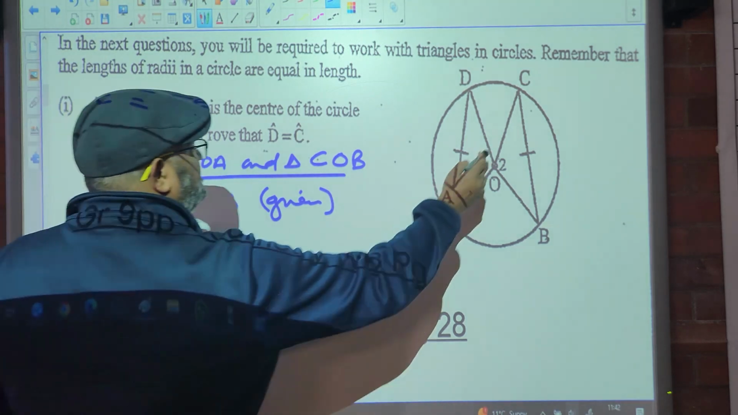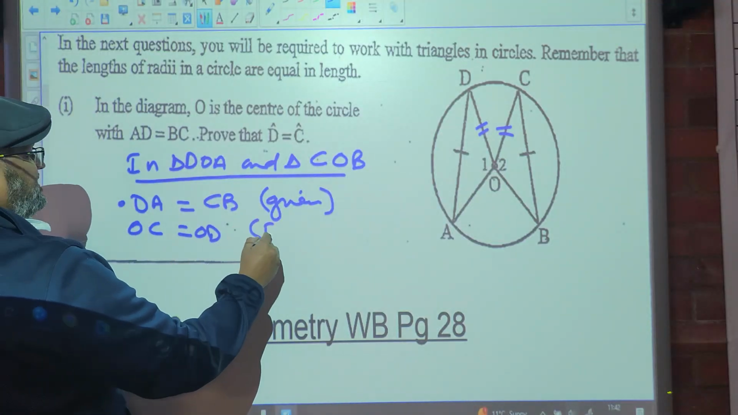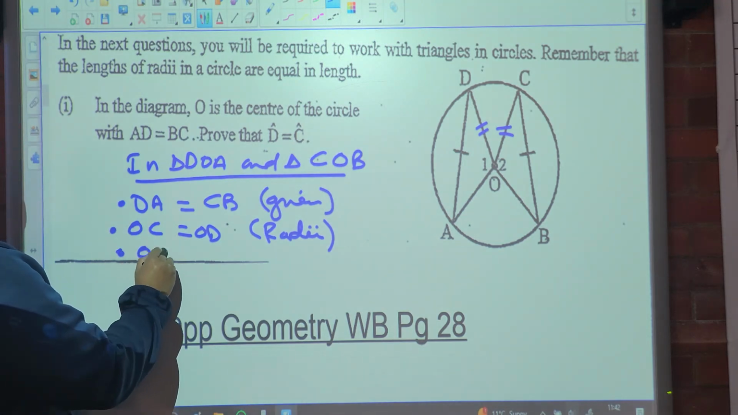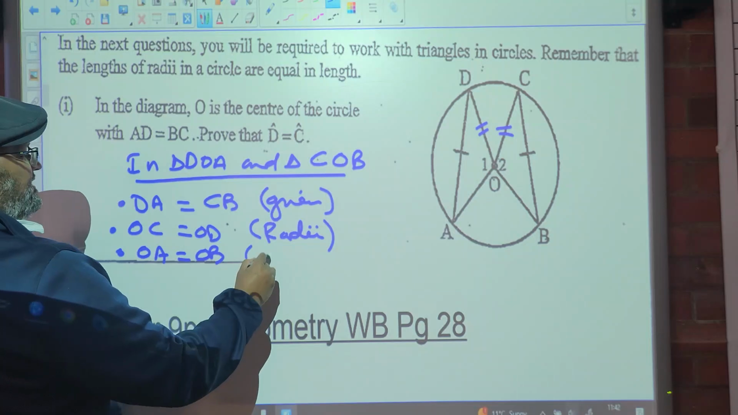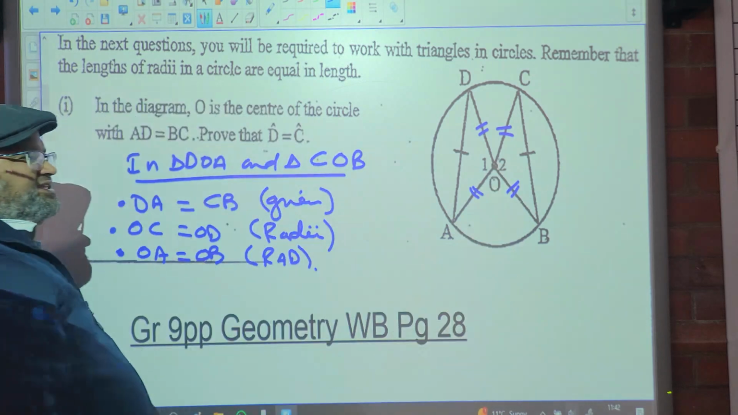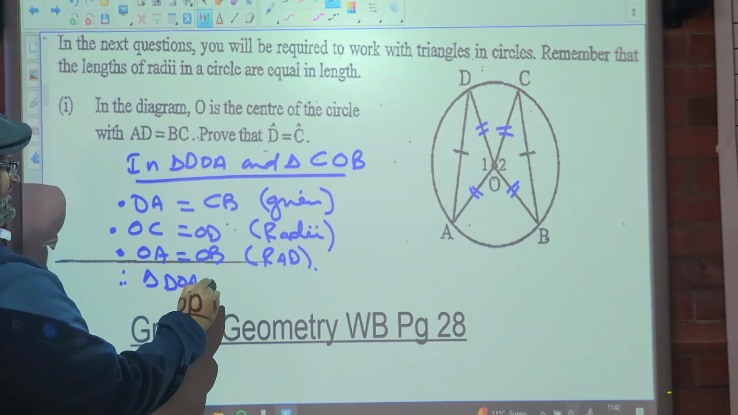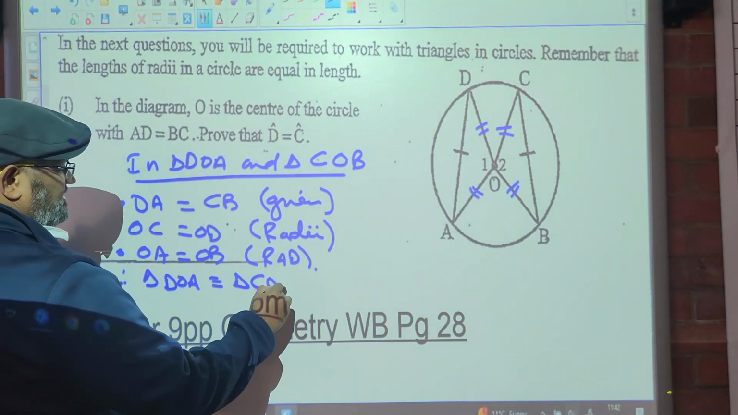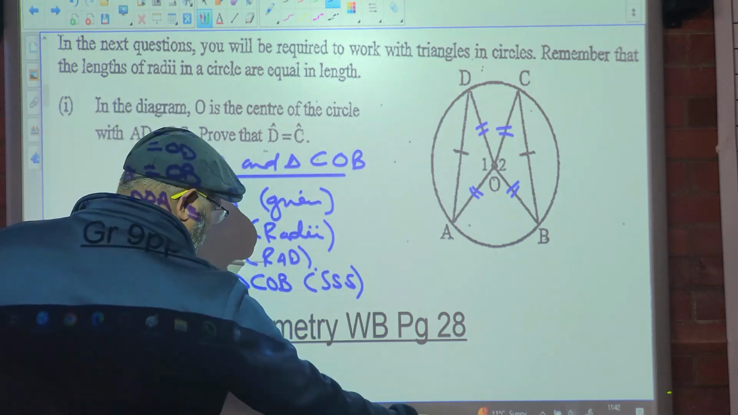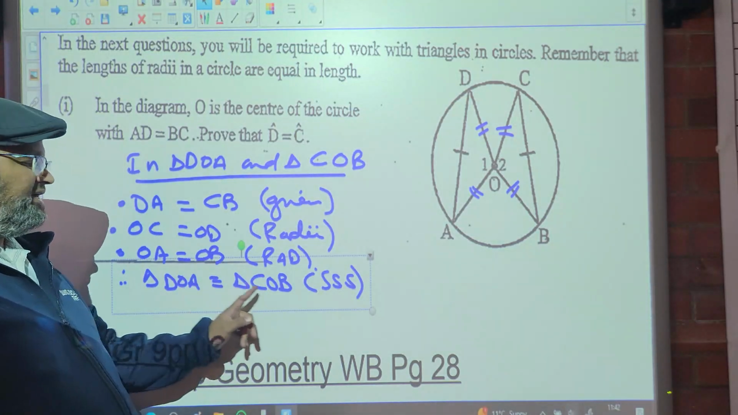What else can we say? OC is equal to OD. Why? Radii. You can also say that OA is equal to OB. Why? Radii. Because for all the radii, you're going to get the same mark. So therefore, triangle DOA is congruent to triangle COB. Why? Side, side, side. So with that, we can conclude that angle D is equal to angle C, angle O is equal to angle O, angle A is equal to angle B.